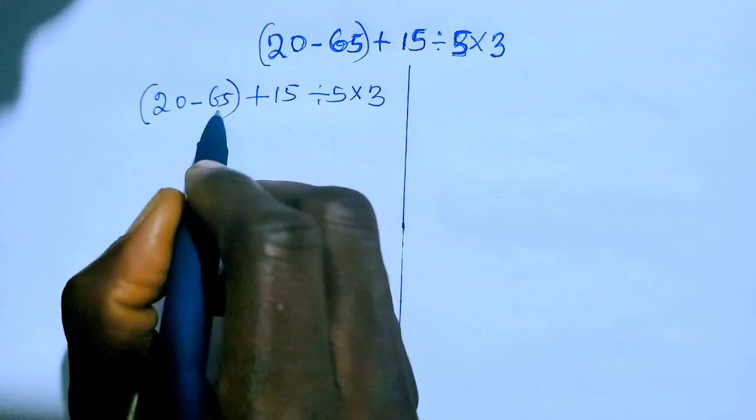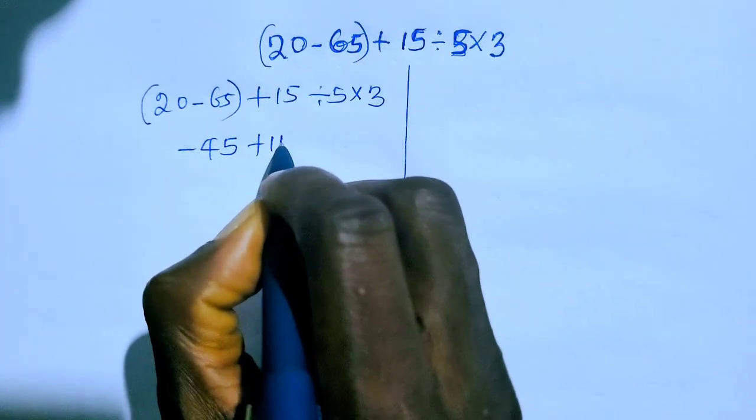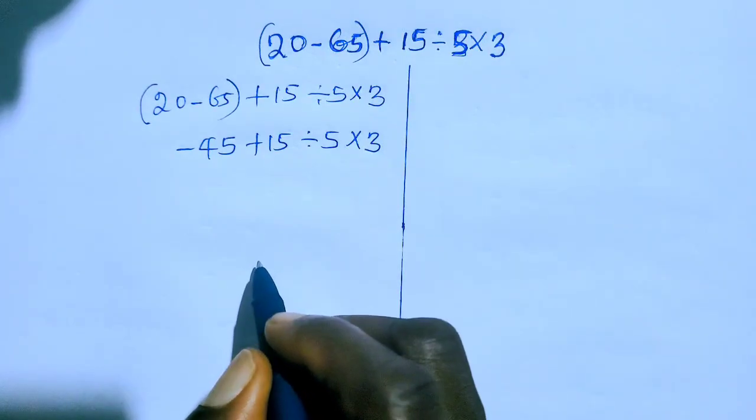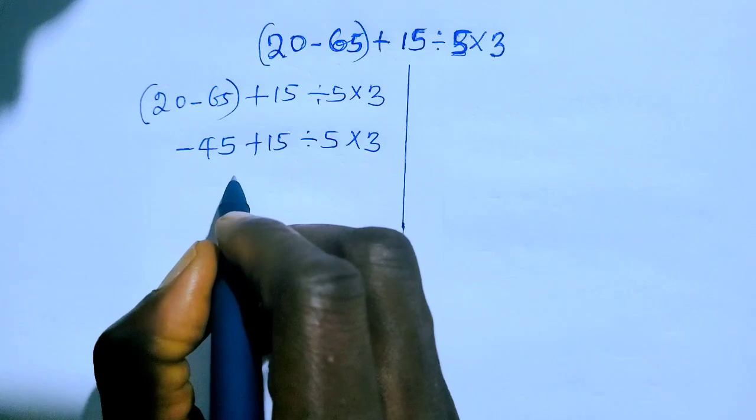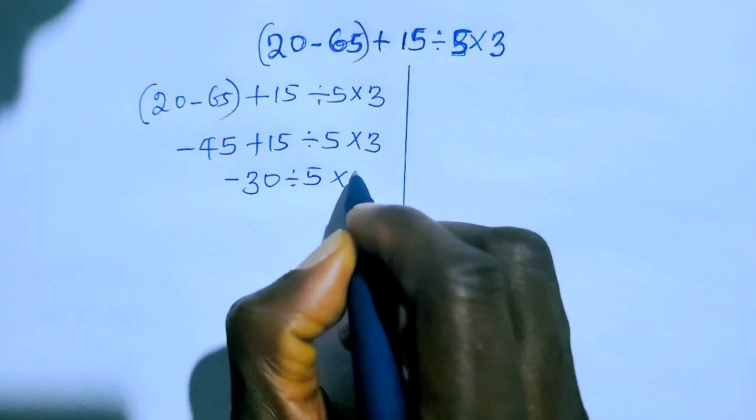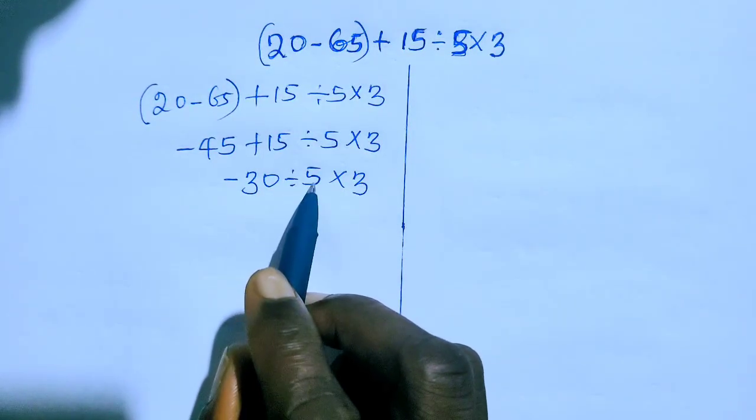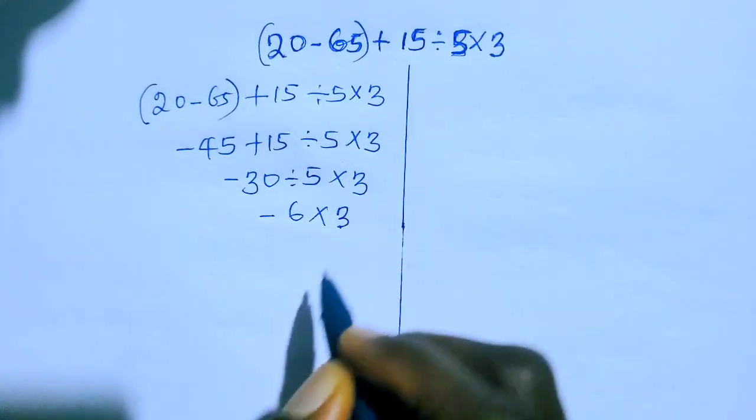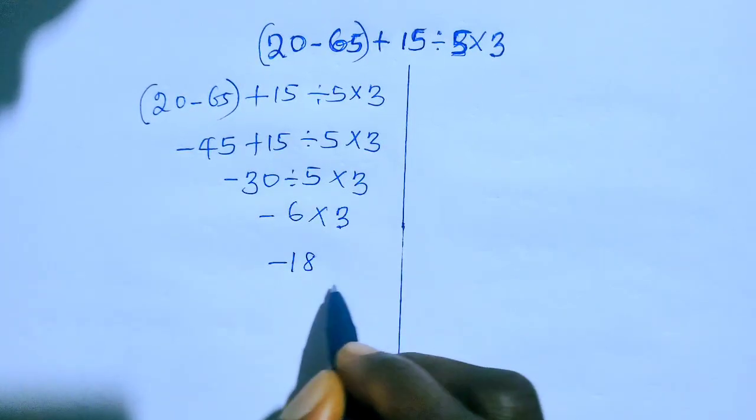Now here we have 20 minus 65, that gives us minus 45 plus 15 divided by 5 multiplied by 3. Now here minus 45 plus 15, that will give us minus 30 divided by 5 multiplied by 3. Now at this point we have minus 30 divided by 5, that will give us minus 6 multiplied by 3. Multiply this out, minus 6 multiplied by 3, that will give us minus 18.